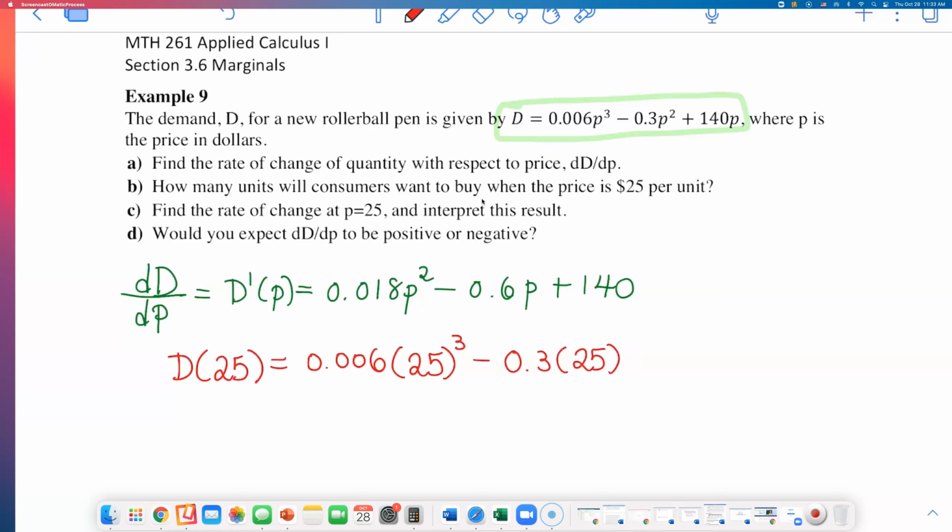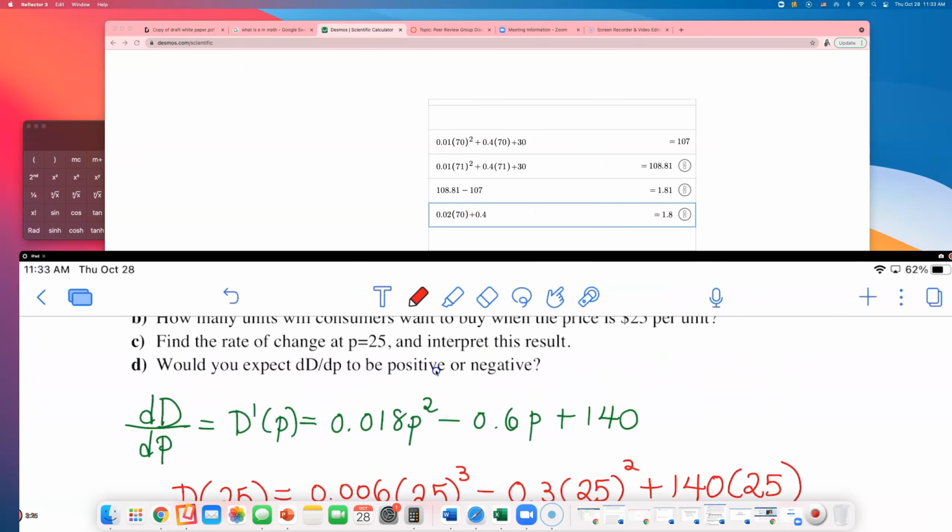That sounds like an expensive rollerball pen. Whenever I need a pen, I just ask Aveen or other people in class.